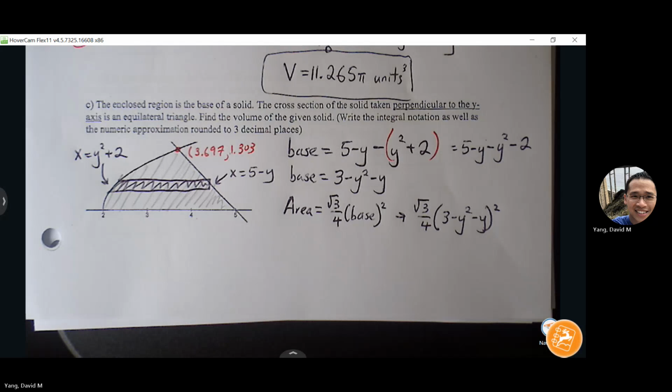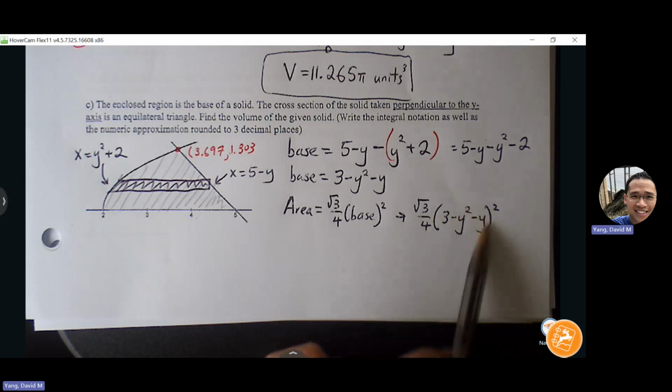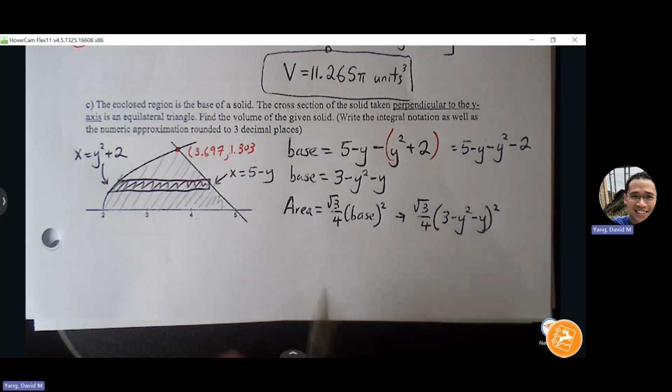Okay, our bounds will be the same as from part B, and no pi involved since we're now not dealing with anything circle related. We're just going to insert this directly into our volume formula, and then the rest goes in our calculator. Okay, try that.